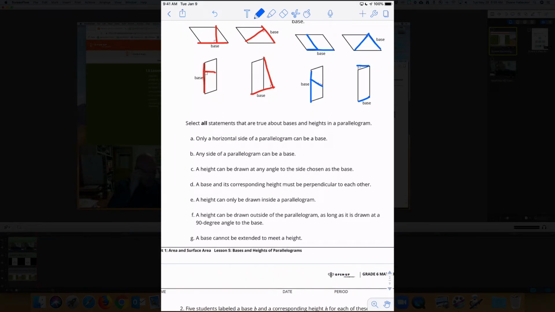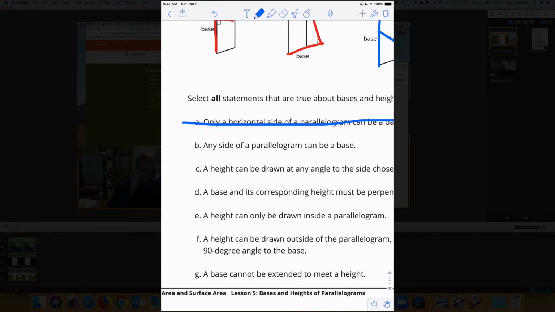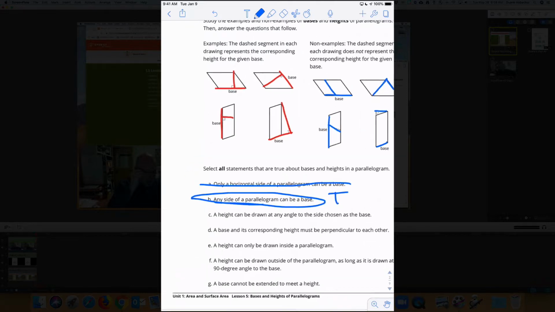So it says only a horizontal side of a parallelogram can be a base. Horizontal side of a parallelogram? No, because here is a base, but it's not horizontal. So that's not true. It says any side of a parallelogram can be a base. Well, the answer is true. That is a true statement. Woohoo, true.